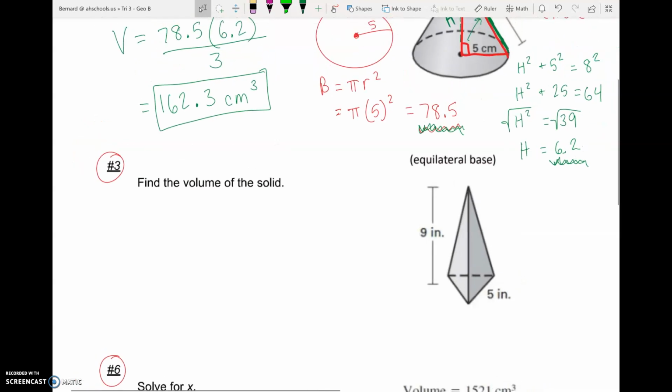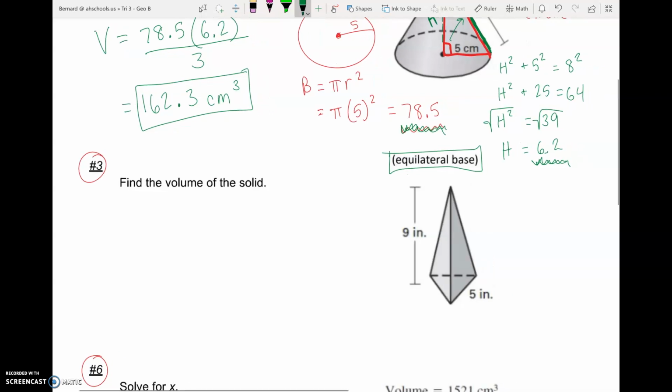This next one, notice it says equilateral base, so that is extremely important. It says find the volume of the solid. If you look down at the bottom shape here, that's a triangle. So this is a triangular pyramid. We need to find the area of that base, times it by the height of the pyramid, and divide by 3, and we've got it.